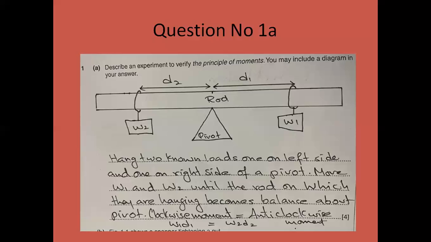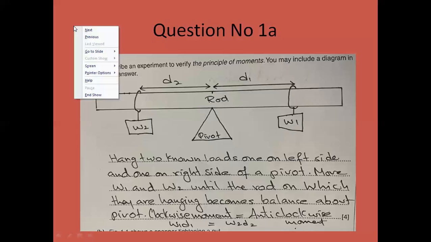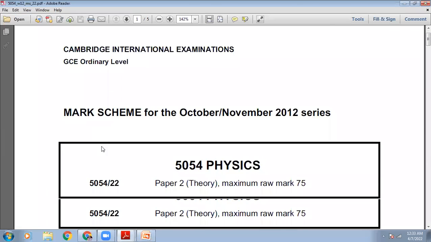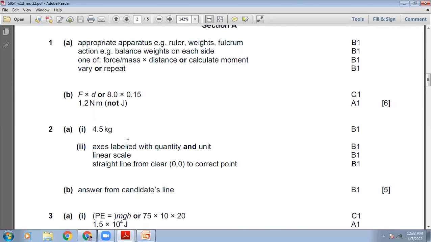So when you do the calculation, you will observe that the clockwise moment and the anti-clockwise moment are equal. So with the help of the diagram and this description, I hope you will be able to understand this. It's a 4-mark question. The diagram is very important here because a lot is explained from the diagram.